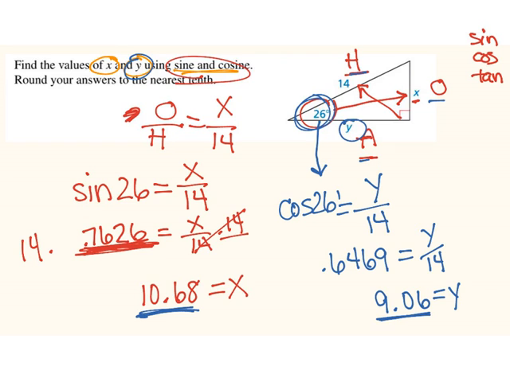Now, gotta make sure it makes sense. If you ended up with 0.2, that's probably not the side length of a triangle. If you ended up with a negative number, that is most definitely not the side length of a triangle. So be careful that your answer makes sense. Remember, your hypotenuse always has to be longer, so your opposite and your adjacent, or x and y in this case, can't be bigger than 14. Use all of those things that you know to make sure that your answer is reasonable and makes sense.